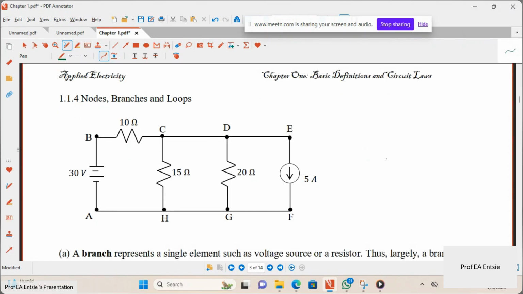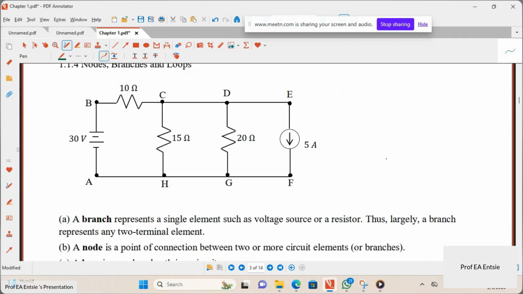Then you have what we call branch, loop, and node. Some of you don't know the difference. So a branch represents a single element such as a voltage source or resistor. That's largely, a branch represents any two-terminal element. So when you talk about a branch, you are just talking about wherever there is a voltage source or a resistor or any load in the circuit, a single element.